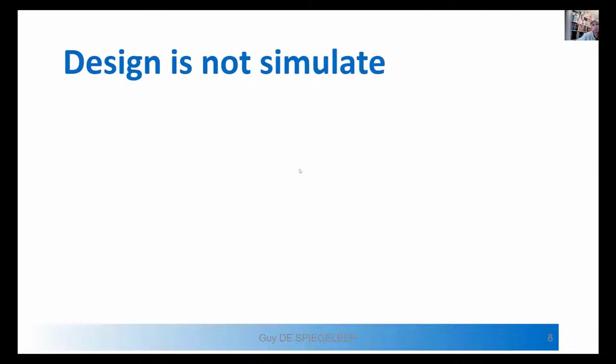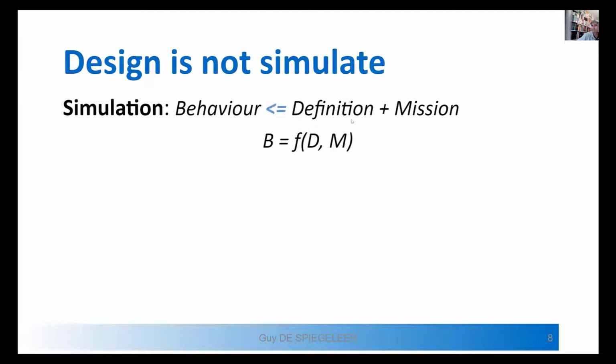I just want to come back to something important, I think, to understand that there is a big difference in designing a part and simulating a part. By simulating, I mean, you've got a definition, a geometry, you've got a mission, like a flight or takeoff for an aircraft, and you want to evaluate the behavior of your material, like the pressure field, like the temperature, like acoustics. This is simulation. So you have the definition, you have the mission, and you compute the behavior. So behavior is a function of design and mission.